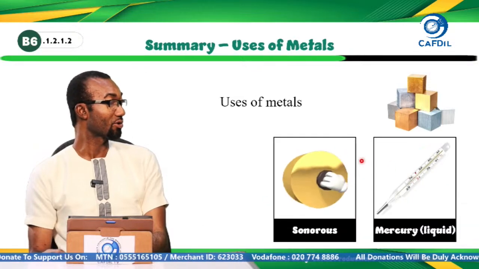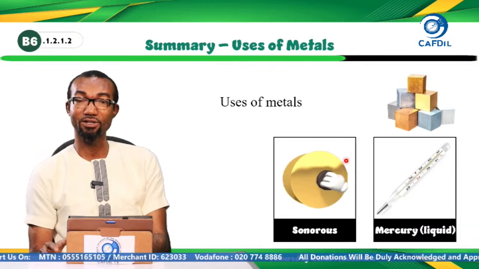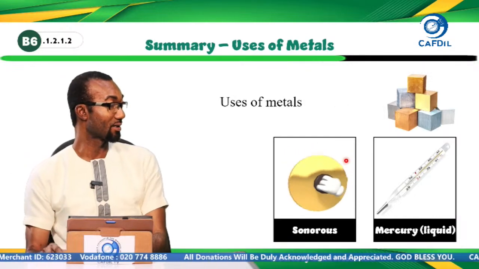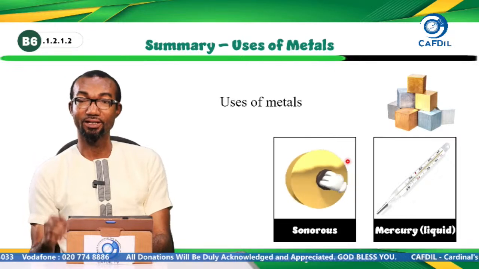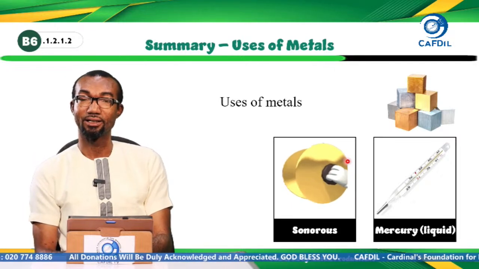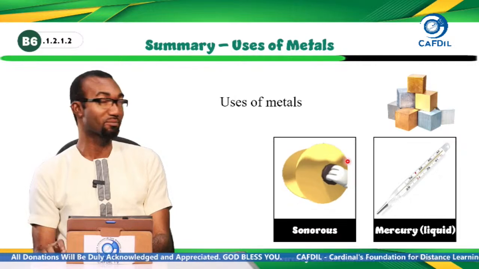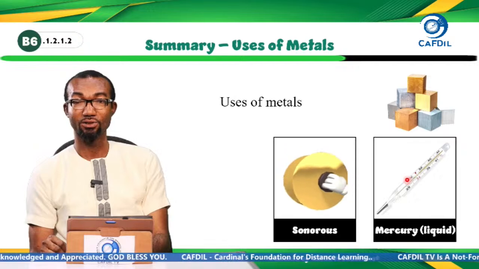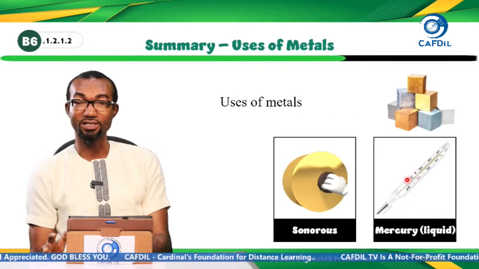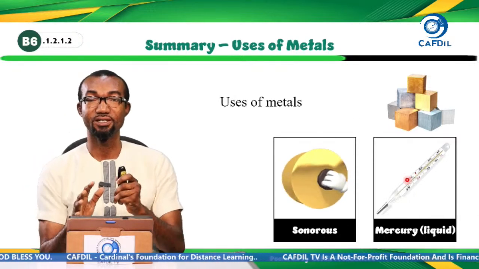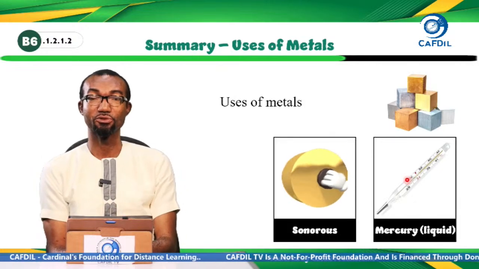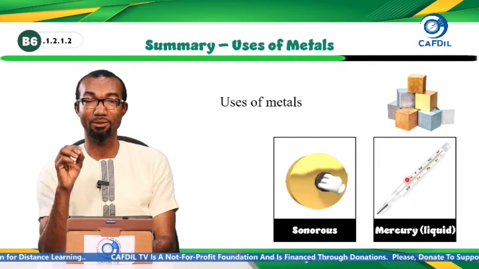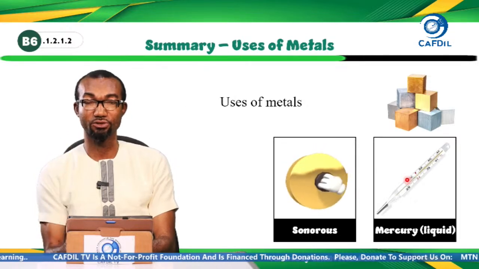And then we also have sonorous metals, and they help us to make bells and some musical instruments like the guitar, the cymbal, and the rest. And the only metal that is liquid at room temperature, that is mercury, can also be used in thermometers. So, kids, these are some of the uses of metals based on their properties. If you know the property of the metal, you know the right thing that metal can be put into.